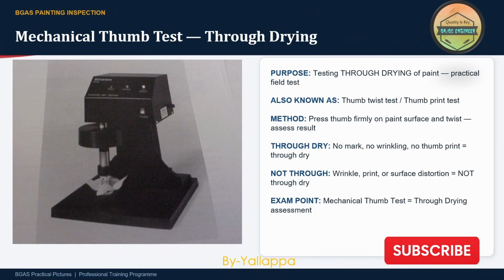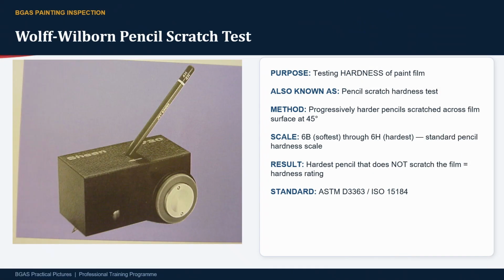This slide demonstrates the mechanical thumb test. This simple field test provides a quick indication of coating cure. Pressure is applied to the coating surface using the thumb or a mechanical device. Inspectors evaluate whether the coating remains soft, tacky, or fully cured. Although this method is not a precise laboratory test, it provides useful information regarding coating readiness for handling, overcoating, or service.